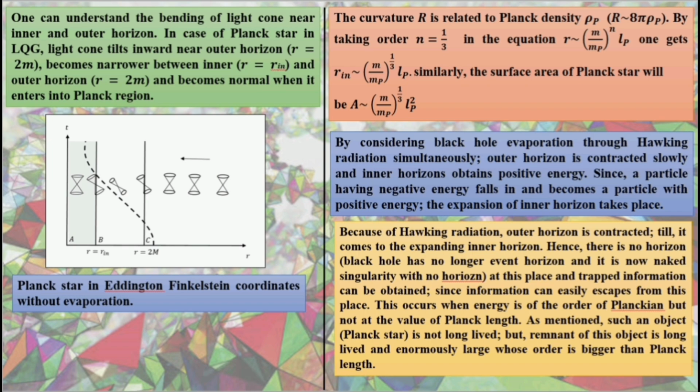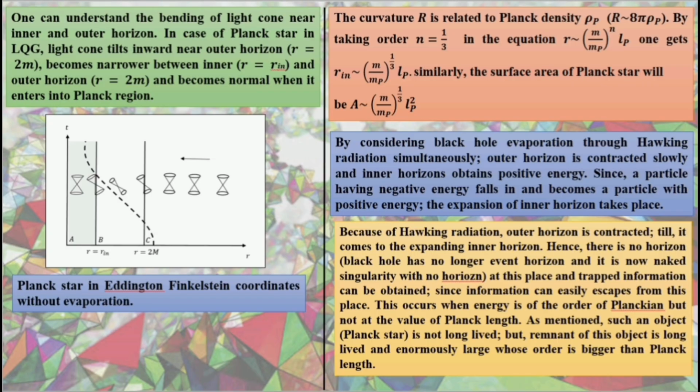In this diagram, I have shown how the light cone bends and tilts toward the inner horizon from the outer to the inner horizon using Eddington-Finkelstein coordinates without considering the evaporation scenario. The curvature R is related to Planckian density rho p, that is, R is approximately equal to 8 pi rho p. By taking n equal to 1 by 3 in the equation, one gets R approximately equal to (m over mp) raised to 1 by 3 Lp. Similarly, the surface area of the Planck star will be A approximately equal to (m over mp) raised to 1 by 3 Lp squared.